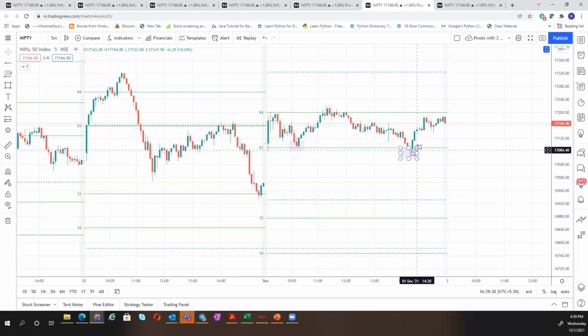So in Pivot Boss, this is something called a range bound day. We had a wide CPR. So again, at the range high, people will sell. At the range low, people will buy. So here only responsive buyers and sellers are participating, people who are sensitive to prices.